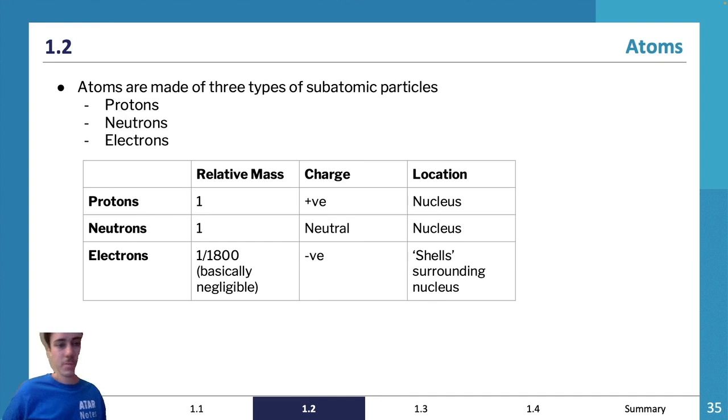Protons are positive because they are pro-everything. Neutrons are nothing. They are neutral because they are neutral people. Electrons are negative because why not? Everyone else is sort of positive or nothing. I'll be the opposite. They're negative.